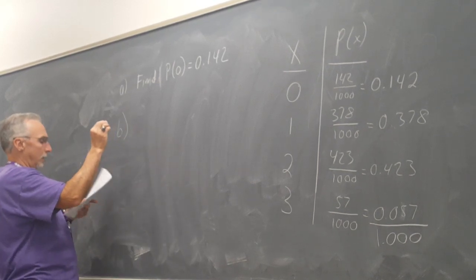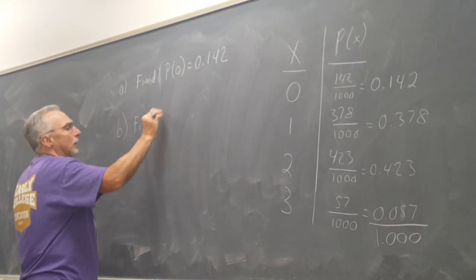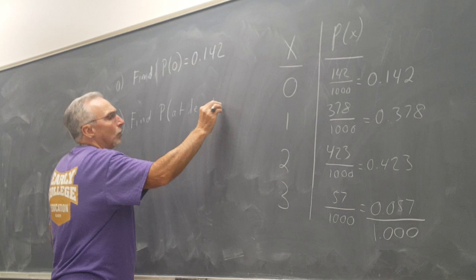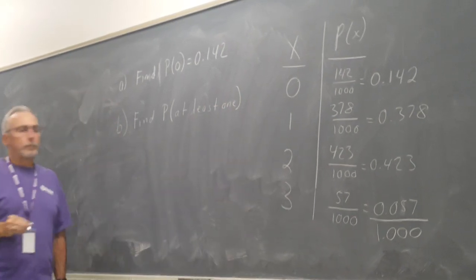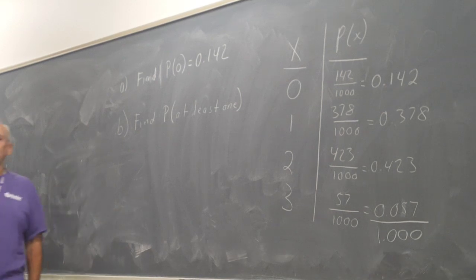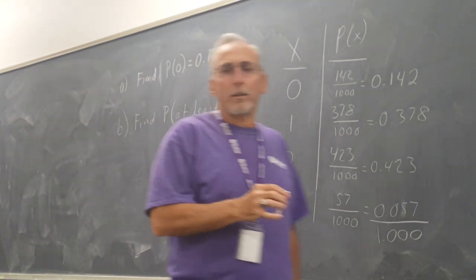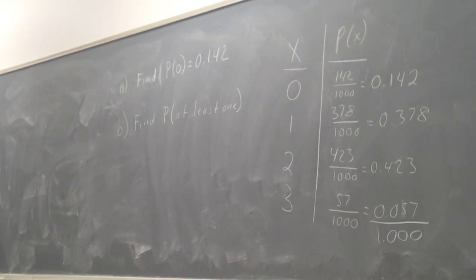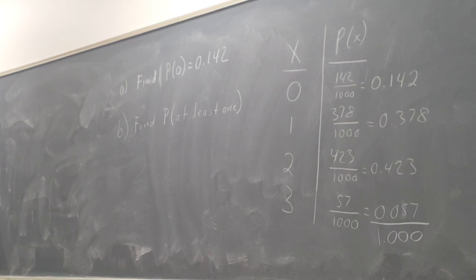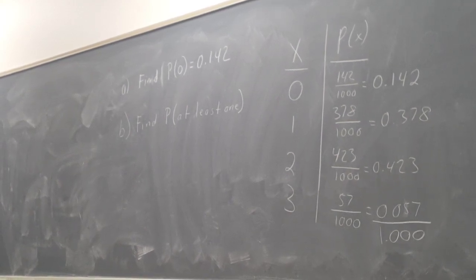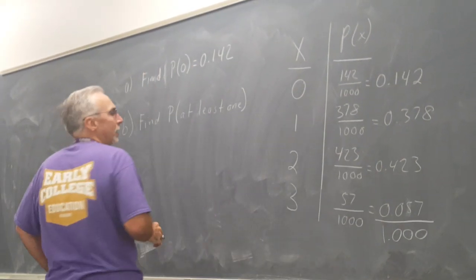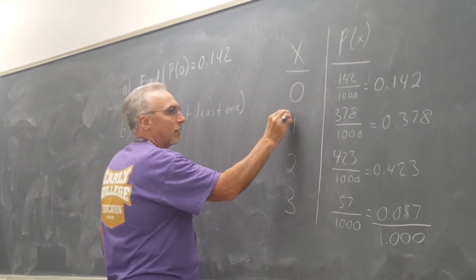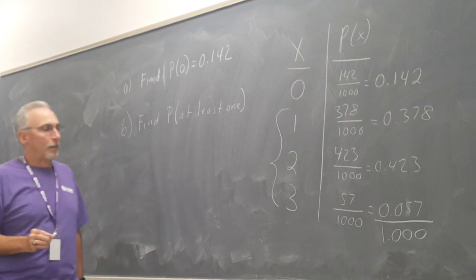B says find the probability of at least 1. Take a second, and based on the data up here, figure out what the probability is, if you picked a random family out, that they have at least 1. 86.8. I have no idea. We'll have to calculate it. 858. Because we had at least 1, you're going to have that, right?